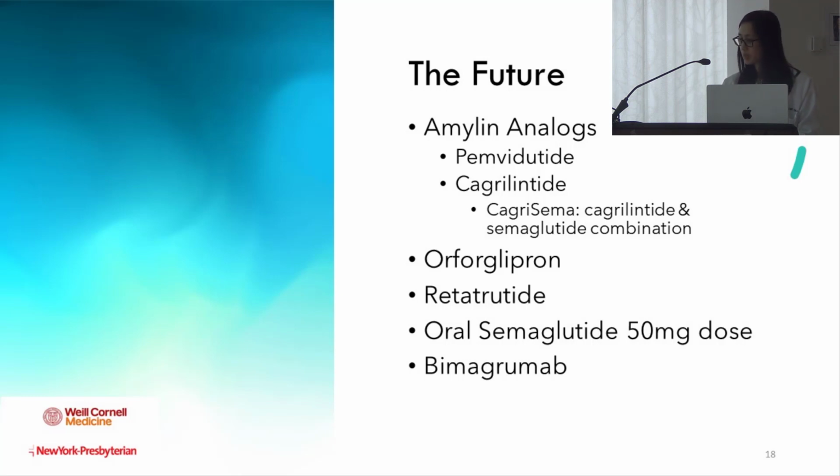And then Rybelsus is also in a sort of upgrade phase where the company making it will create one that's 50 milligrams. Rybelsus currently goes up to 14 milligrams. And then lastly, bimagrumab, which is a monthly IV medication that helps with fat loss and protects lean muscle, which is also in clinical trials.